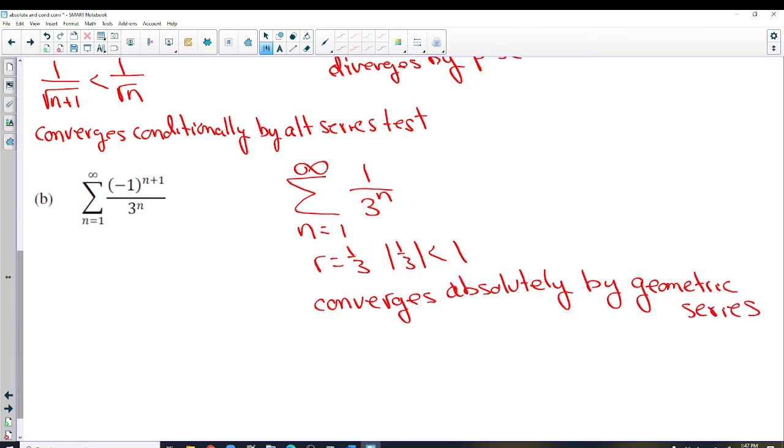And the good news is we're done with it, because if it converges absolutely, then the original would also converge. So we don't have to do anything else. We like it when it converges absolutely, because then we're just done. When it diverges absolutely, then we got to go back and reevaluate.